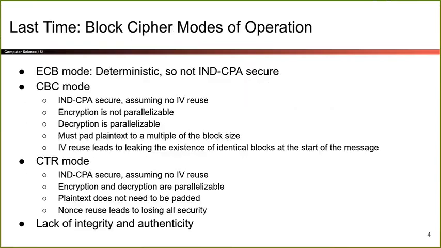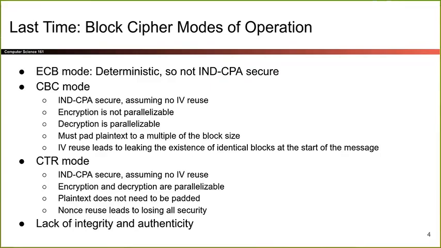So the next thing we did was start chaining block ciphers together to make more complicated modes. So the ones that we came up with were ECB mode, which was the most basic one, and that's not IND-CPA secure because it's still deterministic. Then we came up with CBC mode, where you chain the output of one ciphertext into the next plaintext block. And that one is IND-CPA secure if the initialization vector, the IV, is random and not reused. So as long as you pick the IV randomly every time, then you have IND-CPA security. We talked about whether it's parallelizable, whether you have to pad plaintext so that it's a multiple of the block size. And also, if you reuse IVs, you can see that messages start with identical blocks if they do.